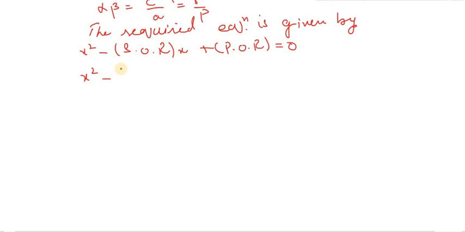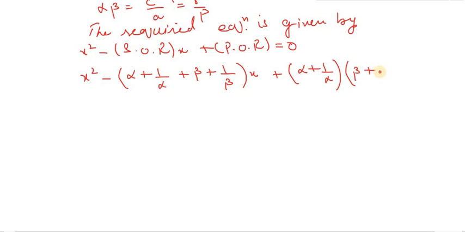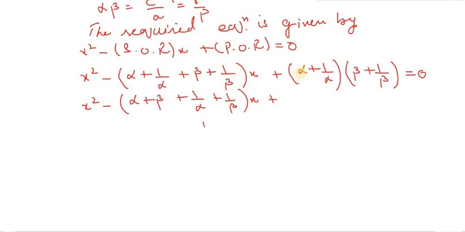The roots of the required equation are alpha plus 1 over alpha and beta plus 1 over beta. x square minus (alpha plus 1 over alpha plus beta plus 1 over beta) of x plus alpha plus 1 over alpha times beta plus 1 over beta is equal to 0. x square minus (alpha plus beta plus 1 over alpha plus 1 over beta) of x plus, by multiplying these two terms, alpha beta plus alpha upon beta plus beta upon alpha plus 1 over alpha beta is equal to 0.